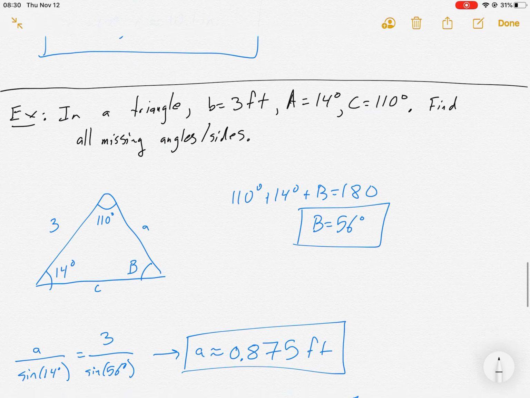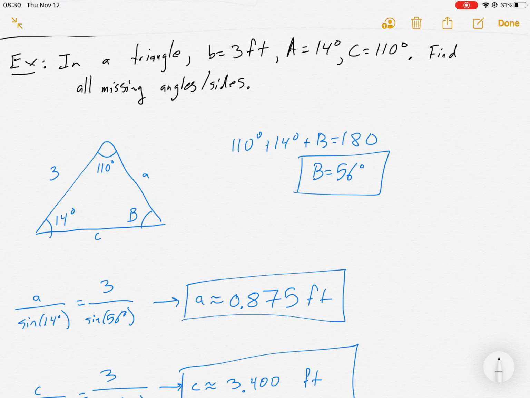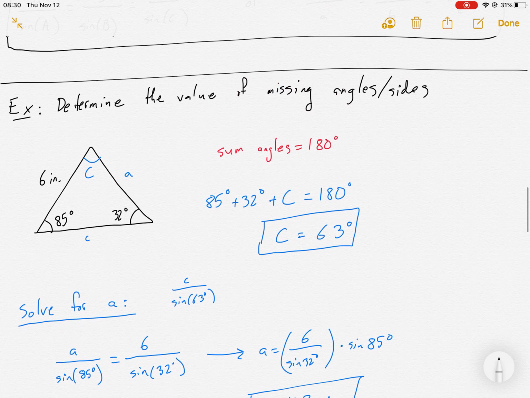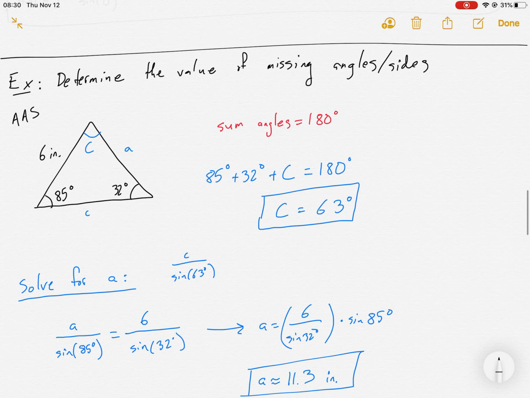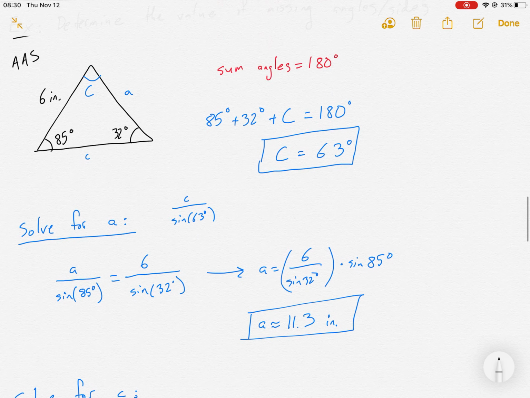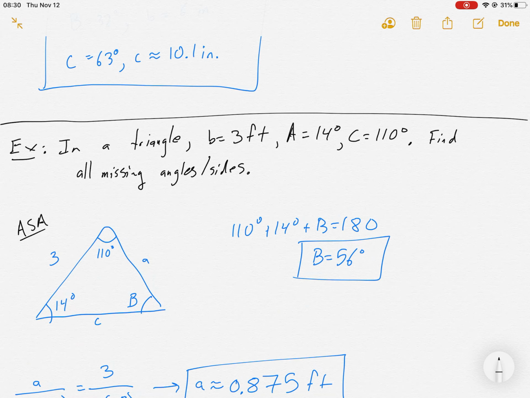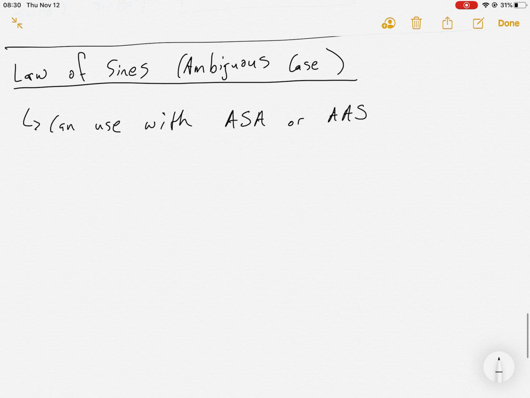If you look at the previous examples, you'll notice that in this one we have ASA, if we're kind of going around the other way. And then for this one, we end up with AAS. So law of sines works really well with both of those. If you're given two angles and then a side, you can find it that way.